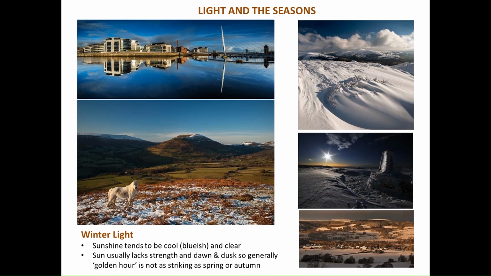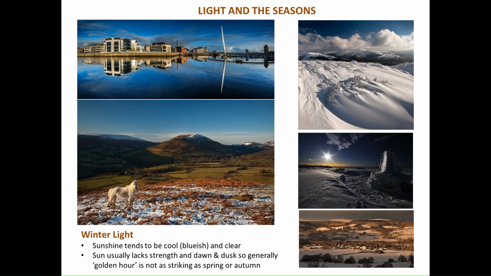So a bit of an overview here of light and the seasons, and I'm going to go back to more about the weather in a moment. So I'm just going to very quickly give you an overview of the different kind of light that you tend to get throughout the seasons. So winter light: cool, clear, quite bluish in character.